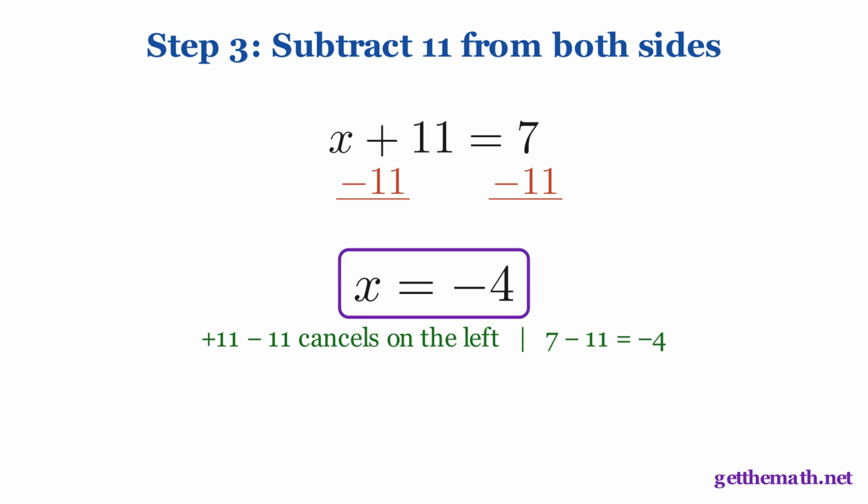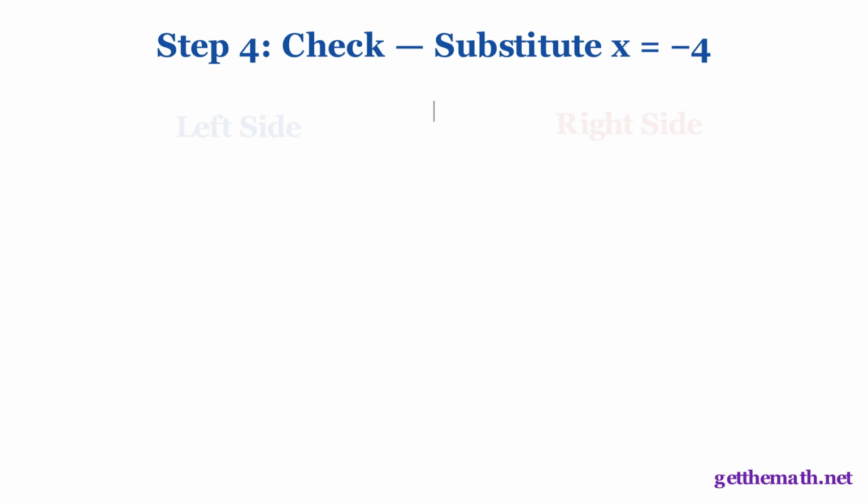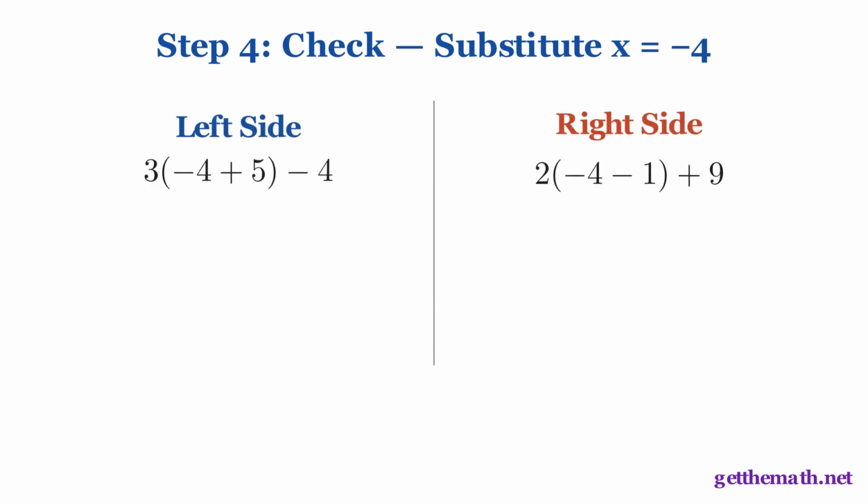Step 4, always check your answer. Substitute x equals negative 4 into the original equation. Left side, 3 times negative 4 plus 5 minus 4. Negative 4 plus 5 is 1. 3 times 1 is 3. 3 minus 4 is negative 1.